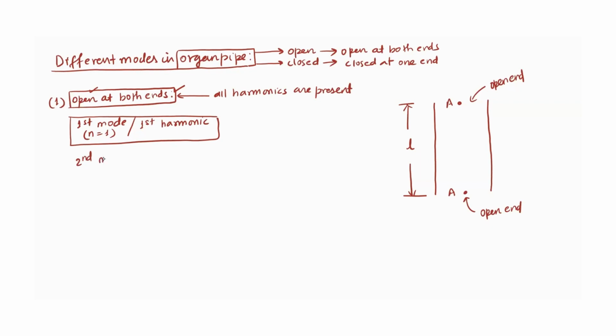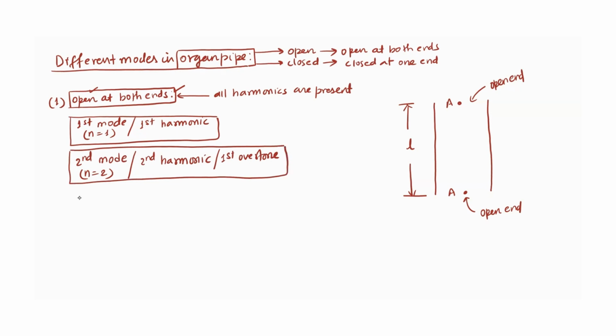Next, second mode, for second mode n equals 2, and second mode corresponds to second harmonic, or second mode corresponds to first overtone. So we have this. Okay, third mode, for third mode n equals 3, okay, third mode corresponds to third harmonic, or it corresponds to second overtone. So we have this.